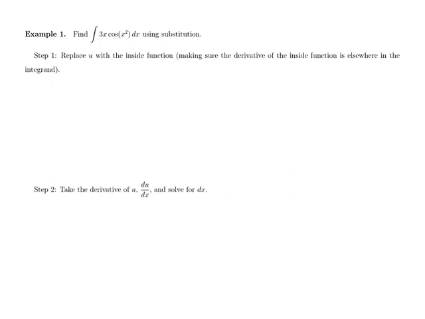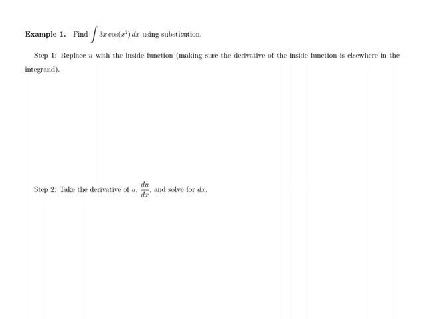So the first example here is find the integral of 3x cosine of x squared dx using substitution. And note that this is very similar to our first example that we had a couple pages ago of cosine of x squared times 2x dx. In that case, 2x was the derivative of x squared, and we were able to see what the answer was at that point. This is a little more complicated, and we're going to see what happens here.